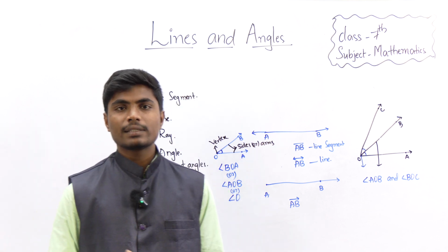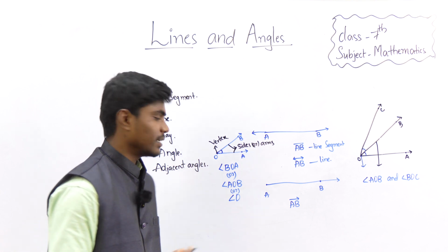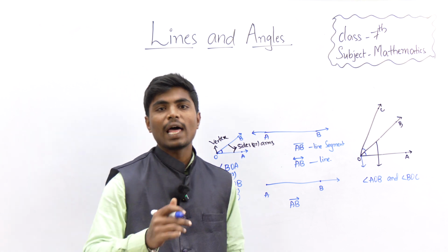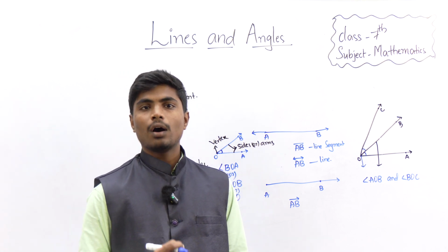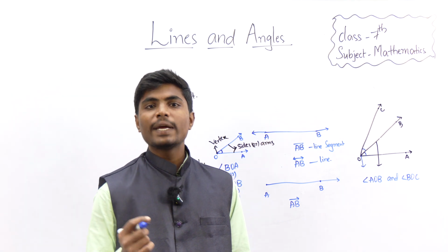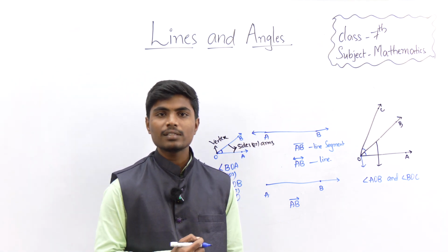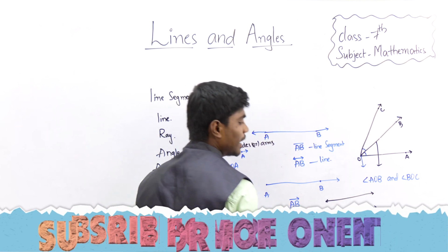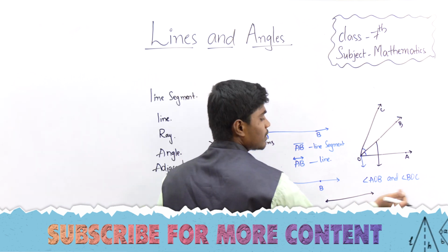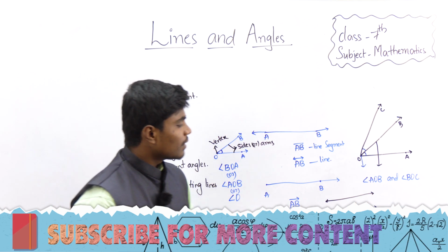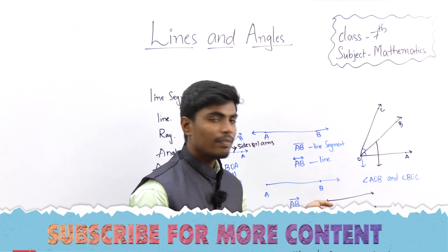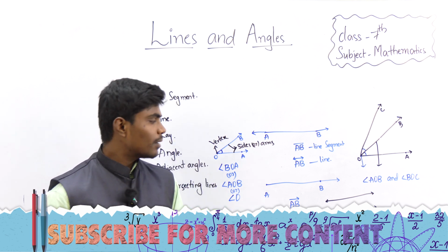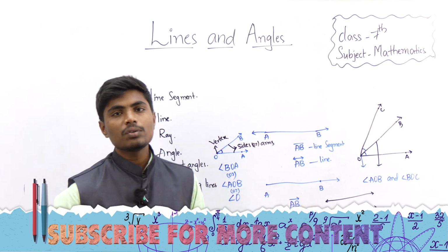Now let's discuss intersecting and non-intersecting lines. Intersecting lines: if two lines have one common point, or two lines intersect or meet at a point, then we consider them intersecting lines. If we take two lines that are continuous on both sides and there is no common point between them, then these lines are non-intersecting, meaning these two are parallel to each other.